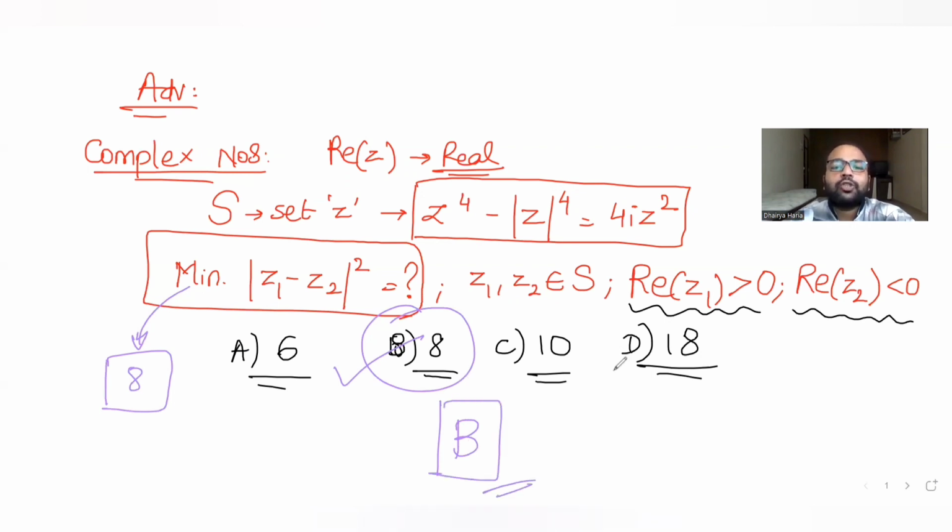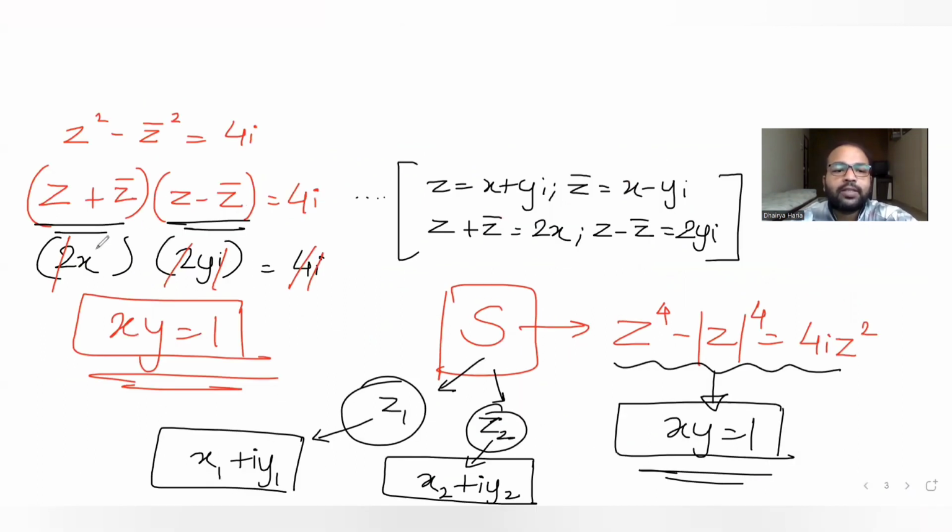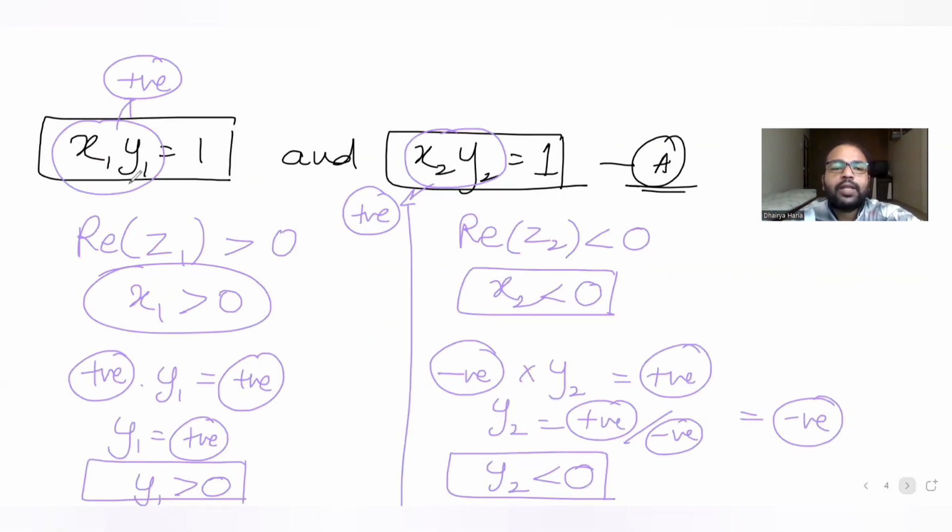I hope you have understood how to solve this type of question. First we figured out that z into the conjugate of z is mod z the whole squared. Solving this, we simplified one idea: that the product of the real and imaginary part is 1. When it was said that the two complex numbers also satisfy this, we got the idea that the product of the real and imaginary part of the first complex number is 1, and the product of the second complex number's real and imaginary part is also 1.